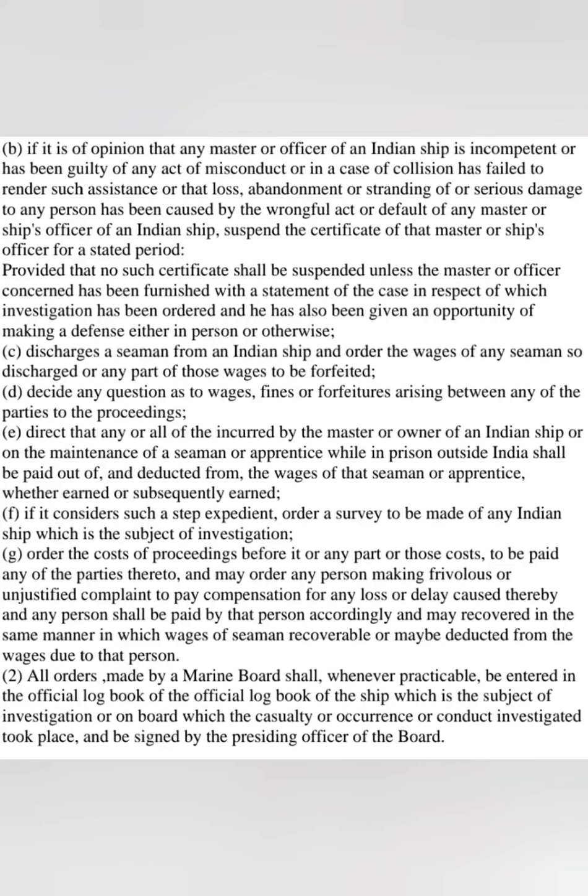All orders made by a Marine Board shall, where practicable, be entered in the official logbook of the ship which is the subject of investigation, or on board which the casualty or occurrence or the conduct investigated took place, and be signed by the presiding officer of the board.